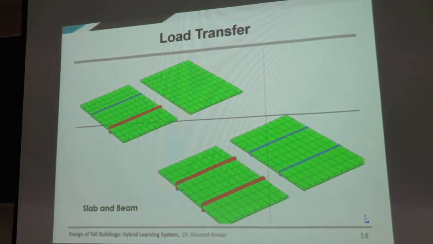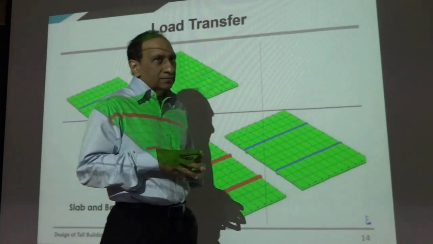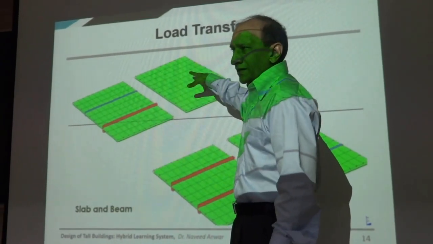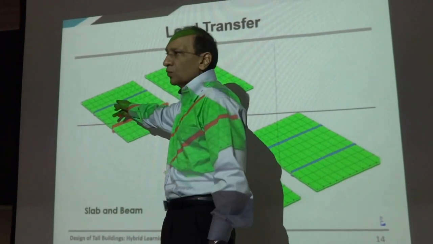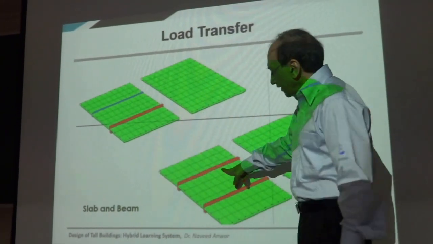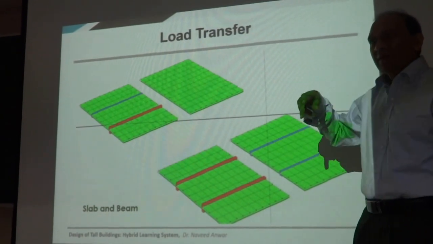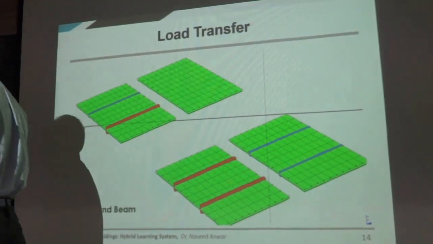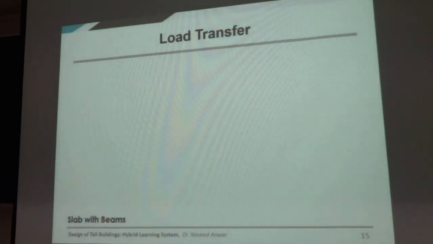Now comes a little bit more interesting problem, look at this. This is a slab. We meshed it by plate elements. Then we put two beams in between, one big beam, one small beam. And then two equal big beams and equal small beams. I'm just going to show you how the stiffness based load transfer will work and how the bending moments and deformations will be affected by that.